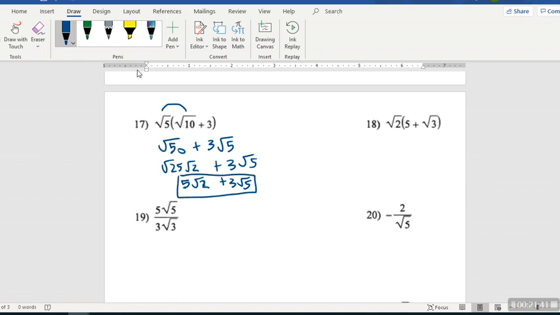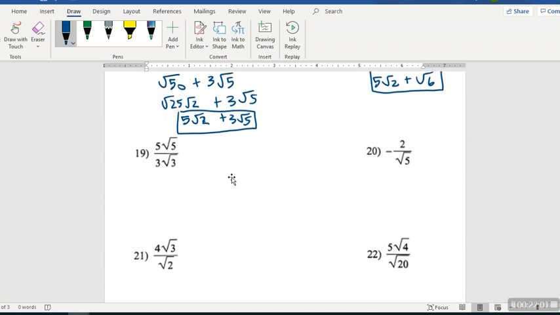More distribution on number 18. Root 2 times 5, that's 5 root 2. Root 2 times root 3, that's root 6. Can we split up root 6? No. So final answer.